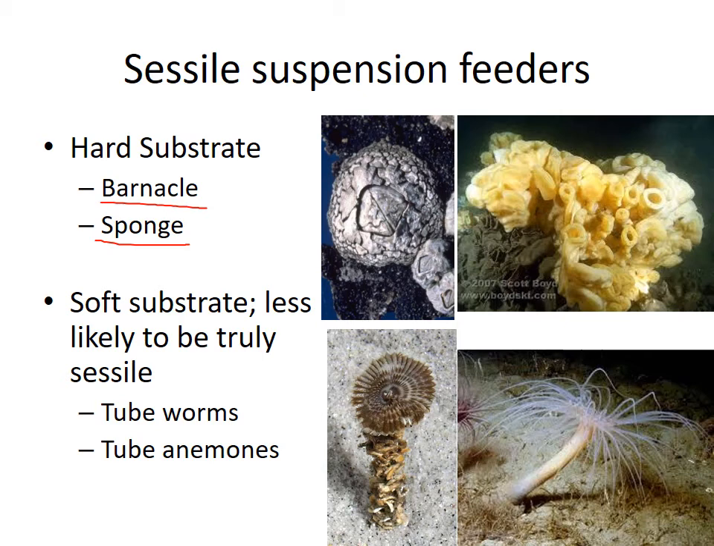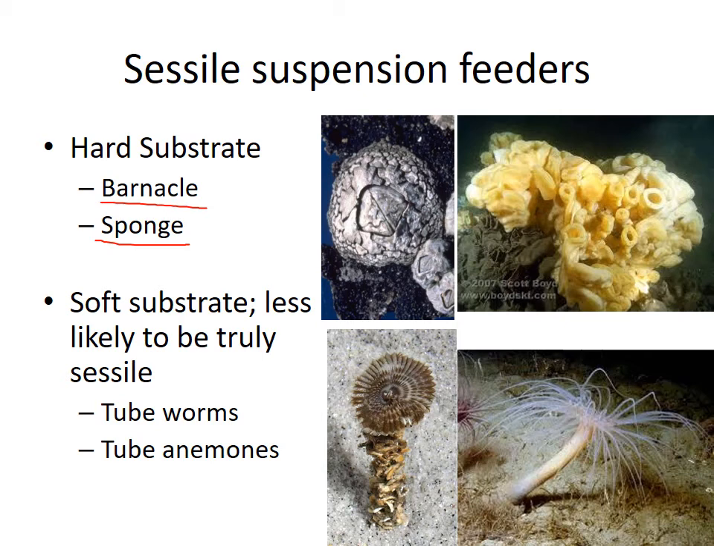from the water. And the filtering mechanisms are really different. They've evolved separately because barnacles and sponges are from such different phyla of life. Barnacles are crustaceans. They're more closely related to crabs and lobsters than they are to sponges. And sponges are a really primitive group of life that has some more similarities to protists than it does to other multicellular animals. But both of these have evolved to be sessile suspension feeders on hard substrates.